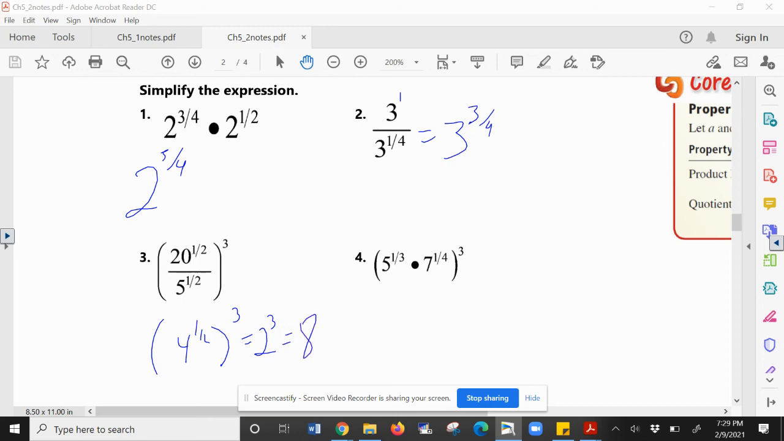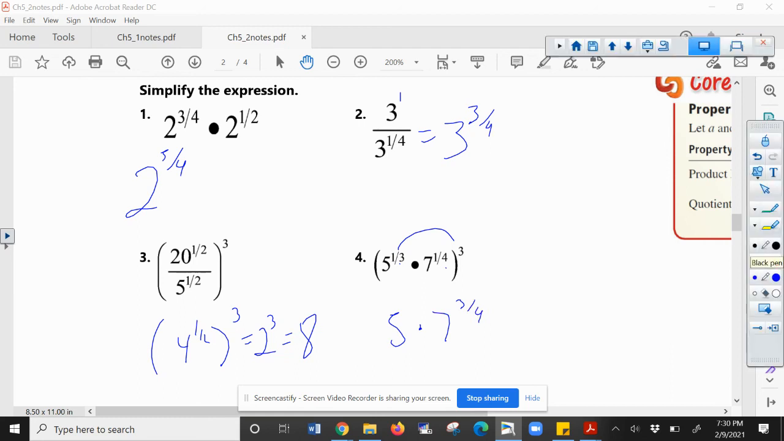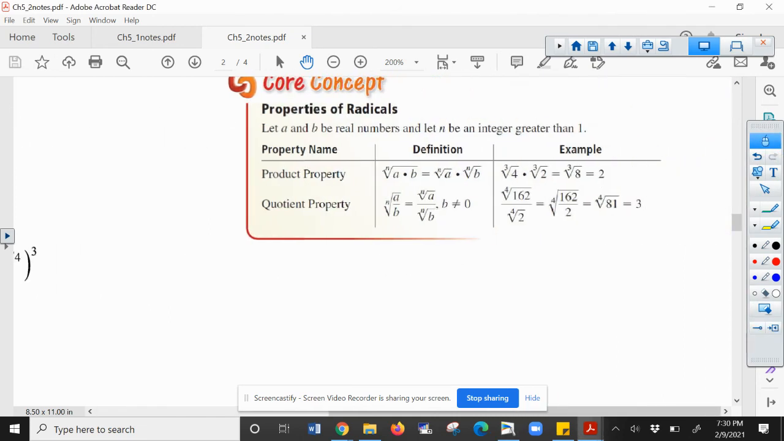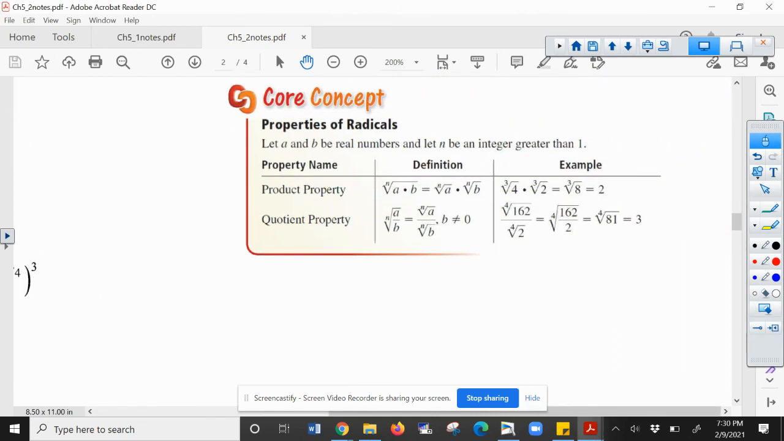The last one, neither the base nor the exponent are alike, so we have to treat them separately. A 1/3 to the 3rd power means multiply those guys together. 1/3 times 3 is just 1. 1/4 times 3 is 3/4. So that's all I can do. 5 times 7 to the 3/4. That's it. Clear as mud, I'm sure.